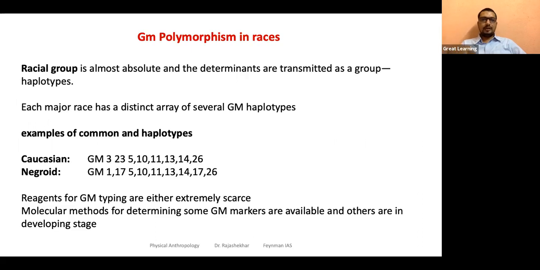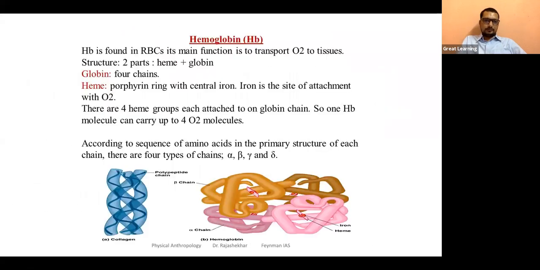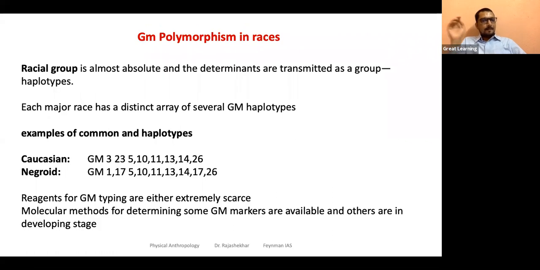First, population variation. As we were talking about in the previous cases, is there population-wise variation or not? Second, is there any clinical correlation, any disease-based correlation? First we'll look into the polymorphism in various races, and then we'll talk about the connection to diseases. And then you'll see how it is used as a genetic marker.